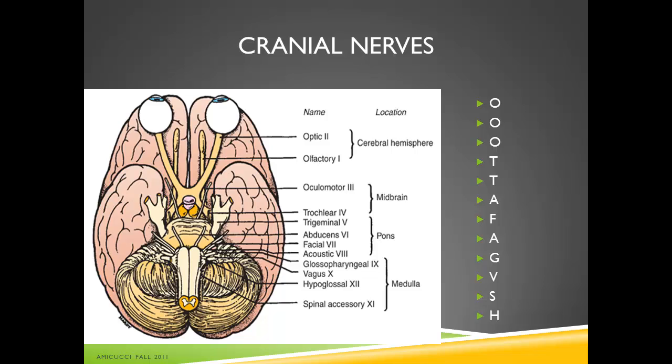This is a mnemonic to help you remember the cranial nerves. On Old Olympus's towering tops, a Finn and German viewed some hops. Olfactory, optic, oculomotor, trochlear, trigeminal, abducens, facial, acoustic, glossopharyngeal, vagus nerve, spinal, and hypoglossal.